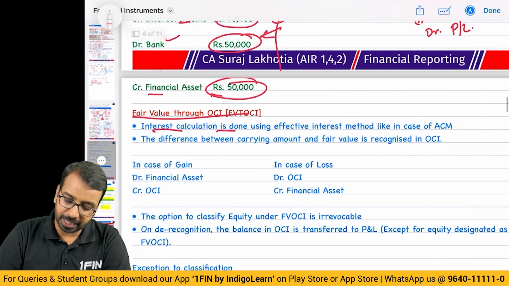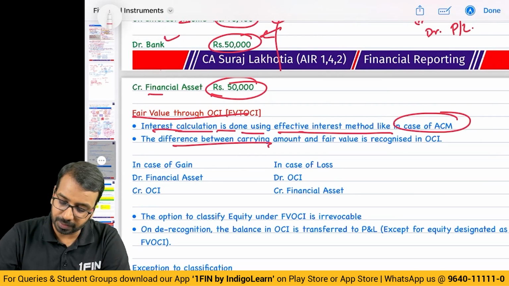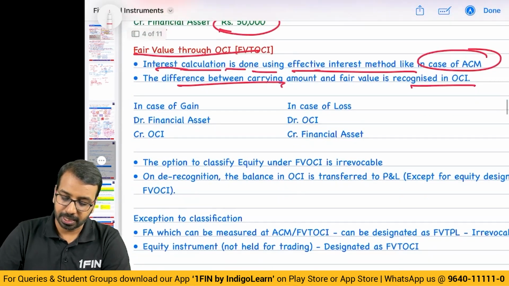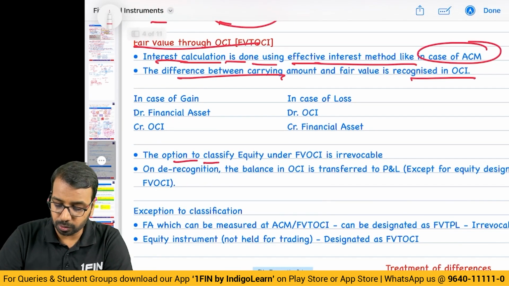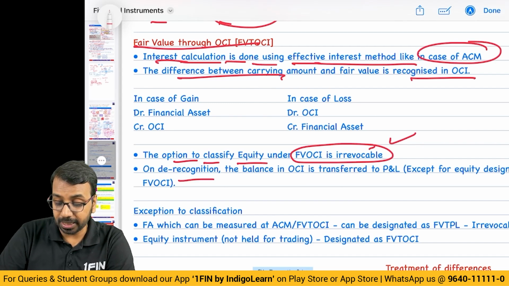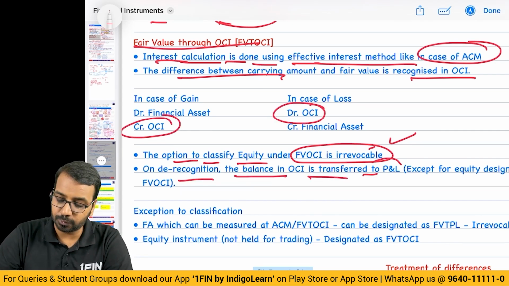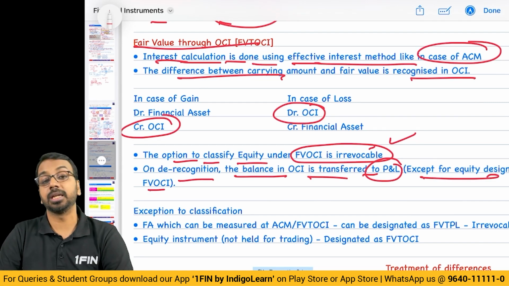FVTOCI interest calculation is done using the effective interest method, like in the case of amortized cost, and the difference is recognized in OCI. Then, as I told you, you have an option to classify equity under FVOCI. This is irrevocable, and on derecognition, if there is any balance in this OCI, that will be transferred to P&L, except for equity.